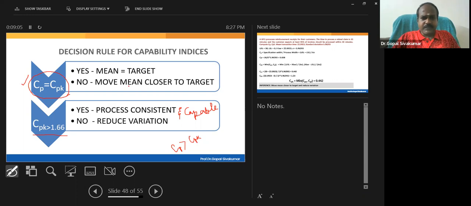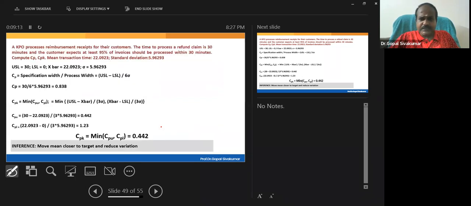There are two things. Either you have to move the mean close to the target, or you have to reduce the variation. How to do that? Let us see that with some example. See here, there is a problem. The details are here, theory is here. Upper spec is available, lower spec is available, process average available, process standard deviation available. With all these things, you can calculate Cp because you now know the formula.